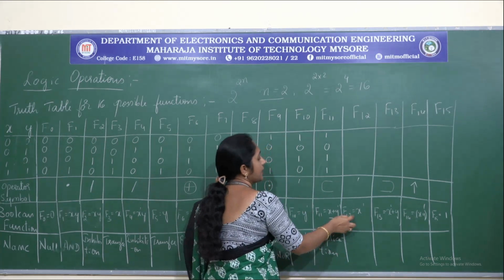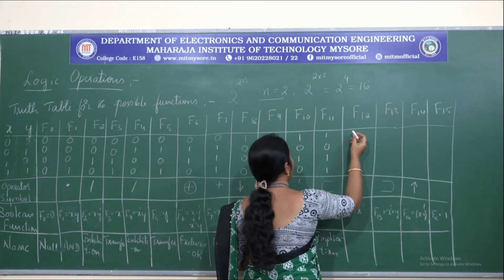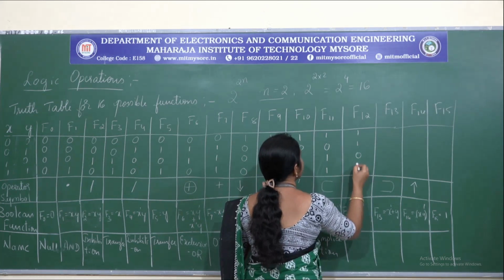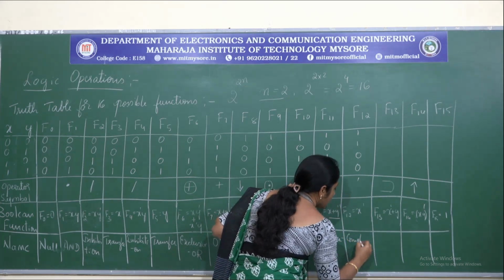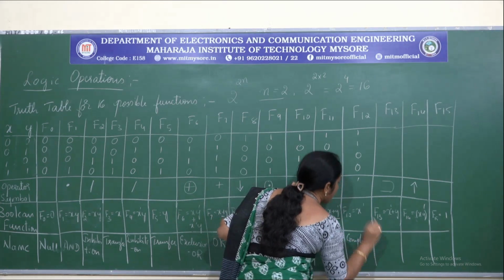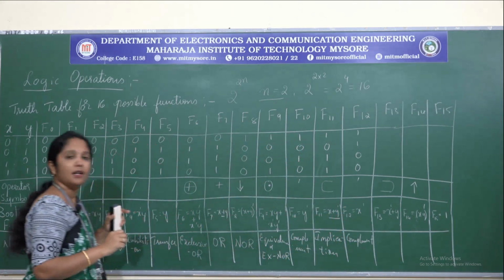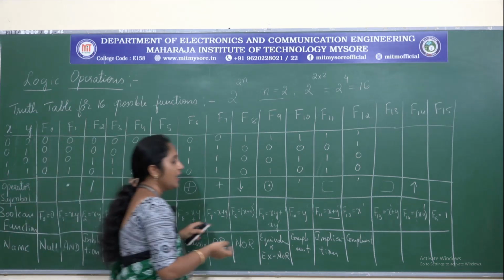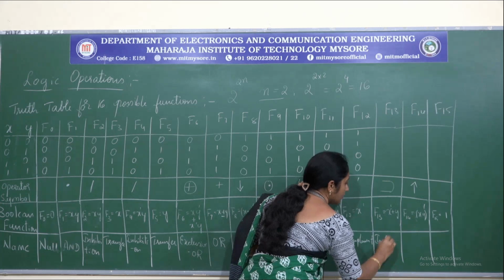Okay. Next, the next function we have is F12. F12 is x dash. X dash is nothing but complement of x. Complement of x is 1 1 0 0. So here the name is complement. Next we have F13. So F13 is x dash plus y. X dash plus y. It is also called implication.